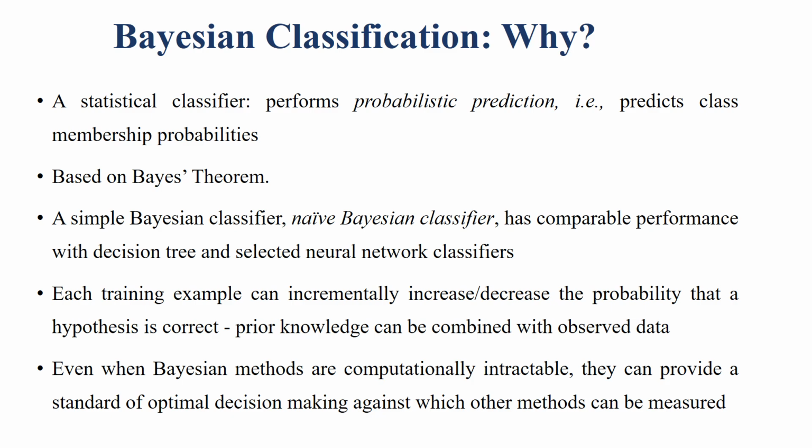Bayesian classification is a statistical classifier which performs probabilistic prediction, that is, it predicts class membership probabilities. It is based on Bayes' theorem. It's a simple Bayesian classifier, the naive Bayesian classifier. It has comparable performance with decision tree and selected neural network classifiers. Each training example can incrementally increase or decrease the probability that a hypothesis is correct. Prior knowledge can be combined with the observed data. Even when Bayesian methods are computationally intractable, they can provide a standard of optimal decision making.